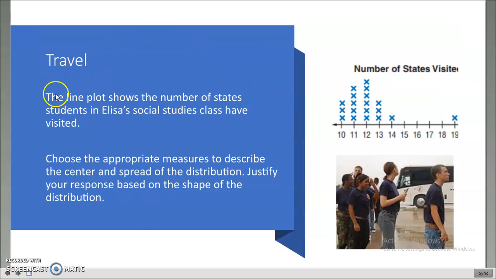So let's do an example. The line plot shows the number of states students in Elisa's social studies class have visited. Here are the states that she's visited. Choose the appropriate measure to describe the center and the spread of the distribution. Justify your response based on the shape of the distribution. Looking at this, I can clearly see that there is an outlier. Remember, we do have a formula for outliers that is important to use, but this point is all the way out here. I have gaps in my data. I have unimodal, one peak here, and it is not symmetric.